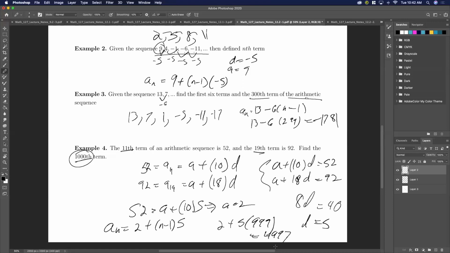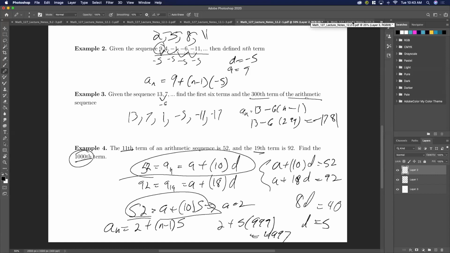So if you ever have the 11th term or the 19th term, just write them out in this form: some a plus x amount of d. Subtract them, and you're left with x amount of d equals some number. Then you can solve for d. Once you know d, you're left with a very simple equation, 52 equals a plus 10 times 5, and you can solve for a. Okay, so that's how you do that.